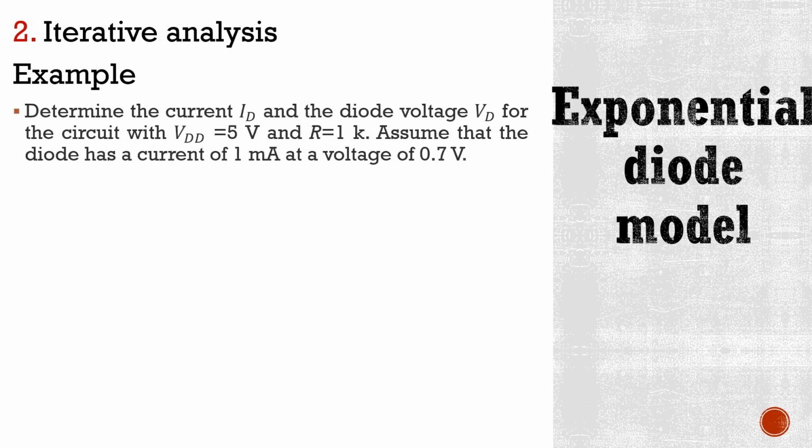Now we will understand iterative analysis. The previous equations can be solved using a simple iterative procedure, which is illustrated in this example. Determine the current ID and the diode voltage Vd for the circuit where VDD is 5 volts and R is 1 kilo ohms. Here we assume that the diode has a current of 1 milliampere and a voltage of 0.7 volts.